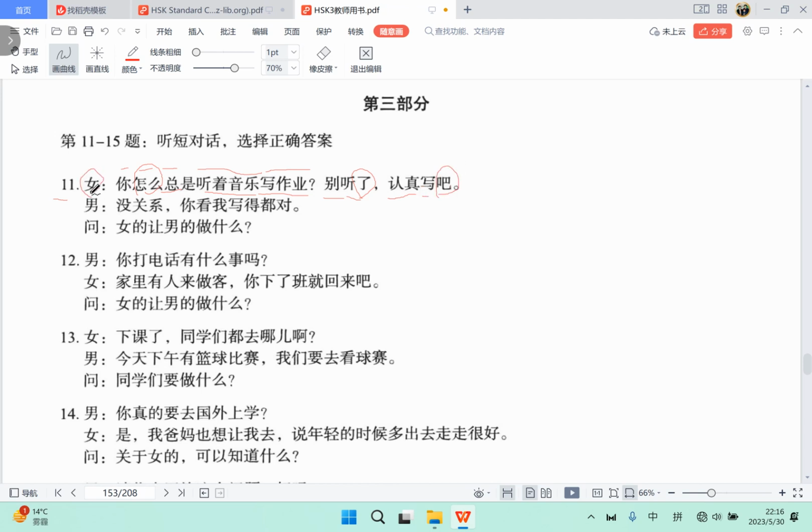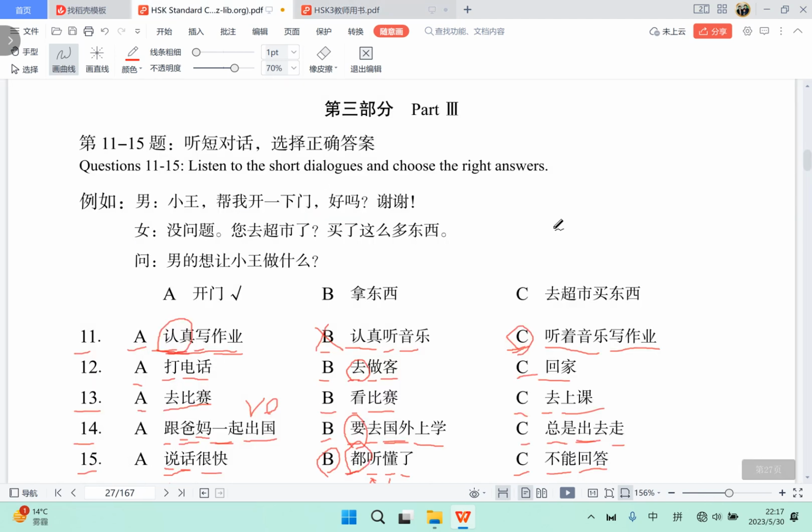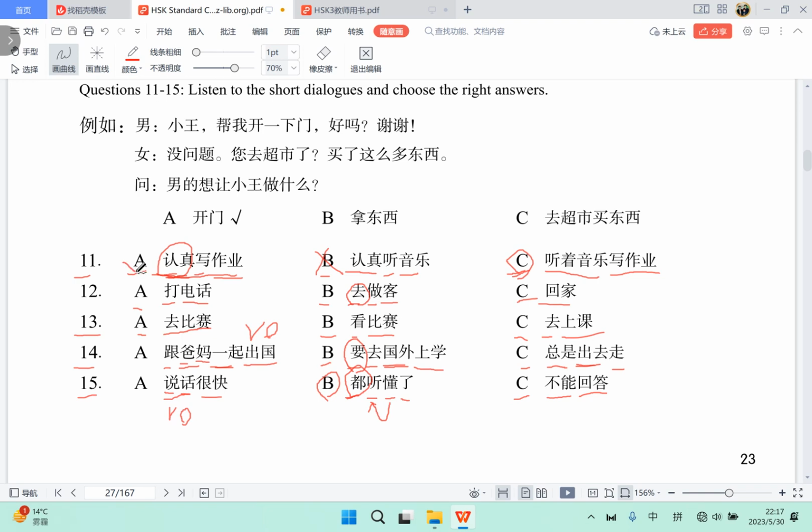So definitely this says mom, 妈妈 母亲, and the reply is 没关系, it doesn't matter. 你看, so you look at what 我写的都对, so I wrote and both correct. 都对 here is a state complement to describe 写, how is my writing, how is my writing, both correct, right. Okay, and question 女的让男的做什么, so the woman lets the man do what? So the mother lets the son do the homework carefully and stop listening to the music, right? So this one 第11题我们选 A, so we choose A.